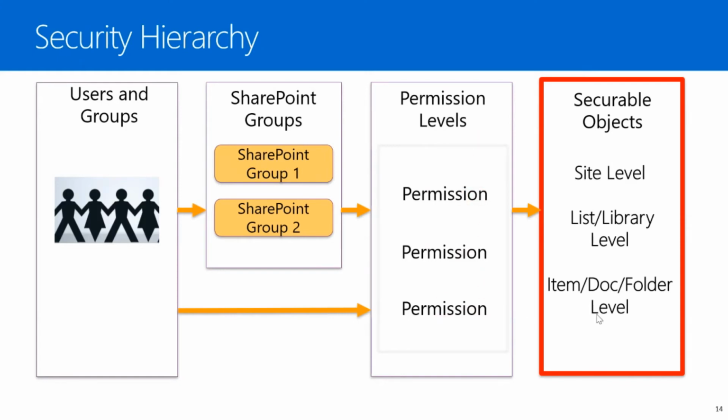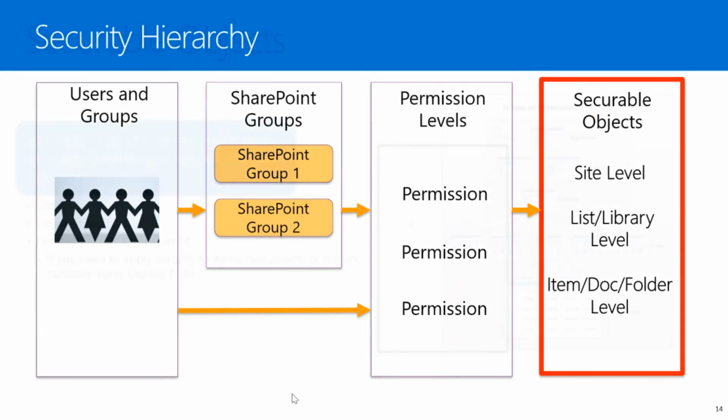Let's say we want to allow a user to do some task. They want to open an item or delete a site. All of these are fine-grained permissions. So these permissions make up permission levels, and that is assigned to objects. We'll look at securable objects in the next slide. So this permission level is assigned to the user, the group of users or SharePoint groups for these objects, and that enables these users to access these objects.